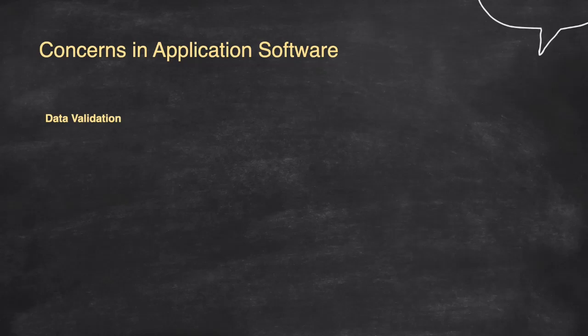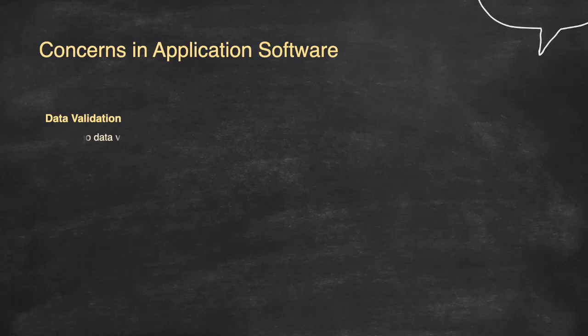Application software can face various challenges that impact functionality, security, and user experience. These concerns may include data validation, sensitive data, modification, logic, and bugs. Additionally, poorly designed user interfaces and lack of support for scalability can reduce the effectiveness of applications, making it crucial to address these concerns during development and maintenance. First, let's check them out one by one.